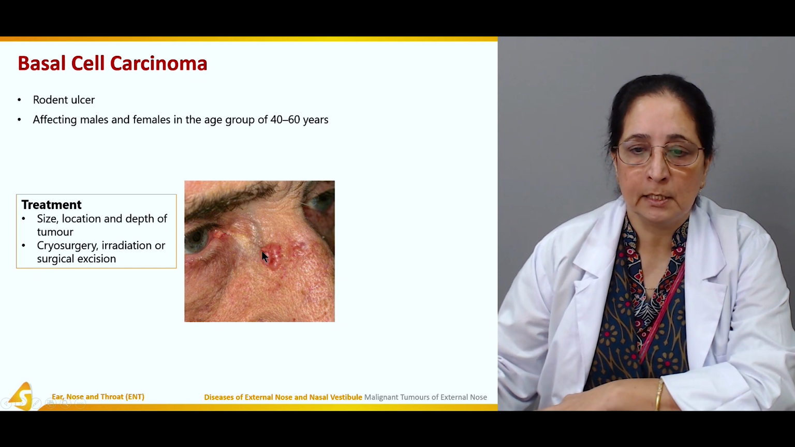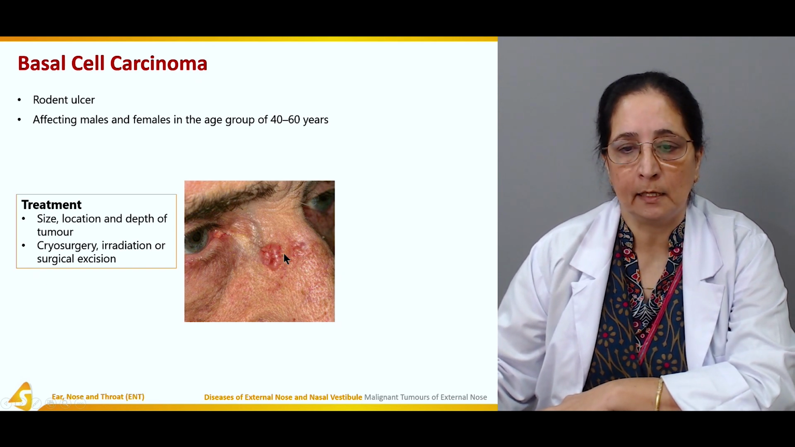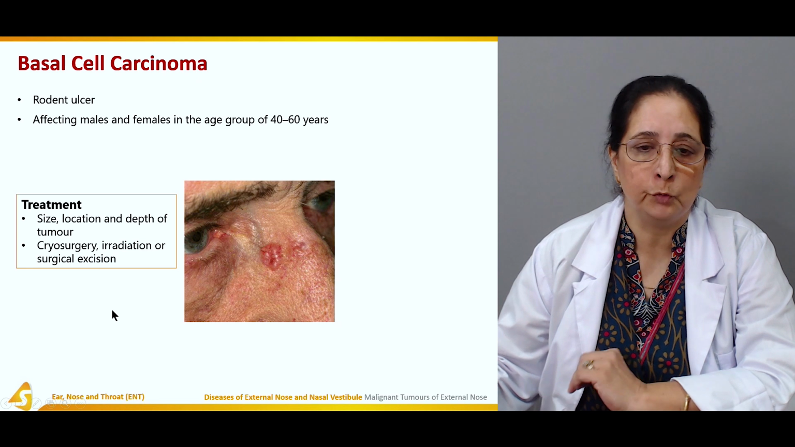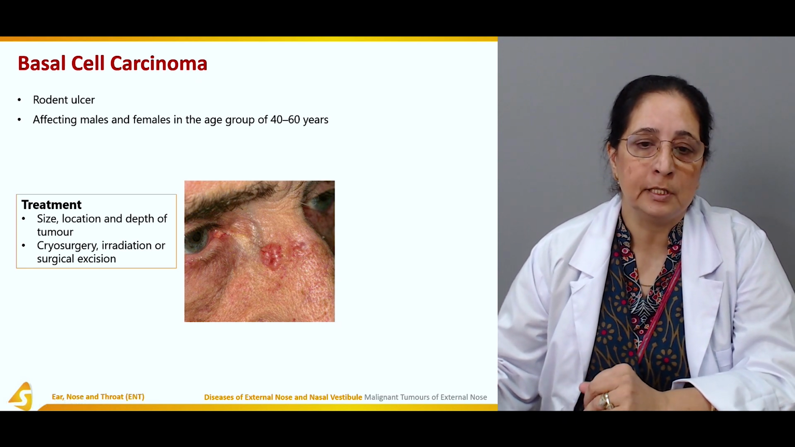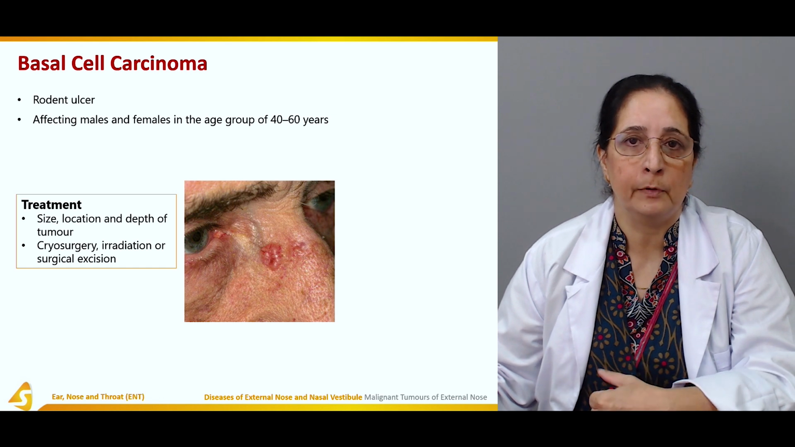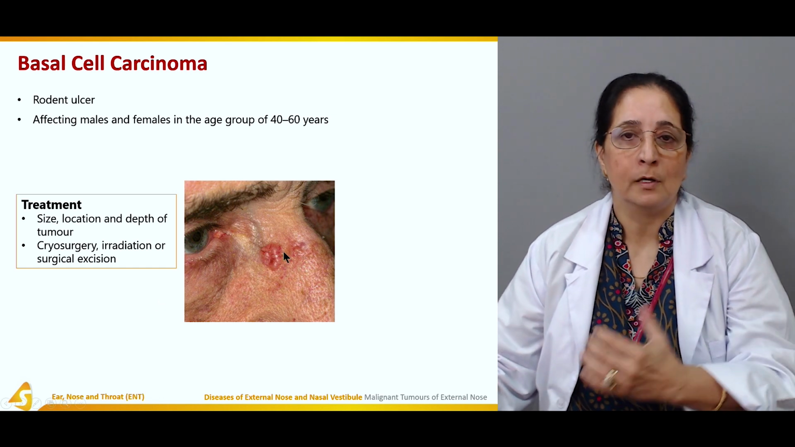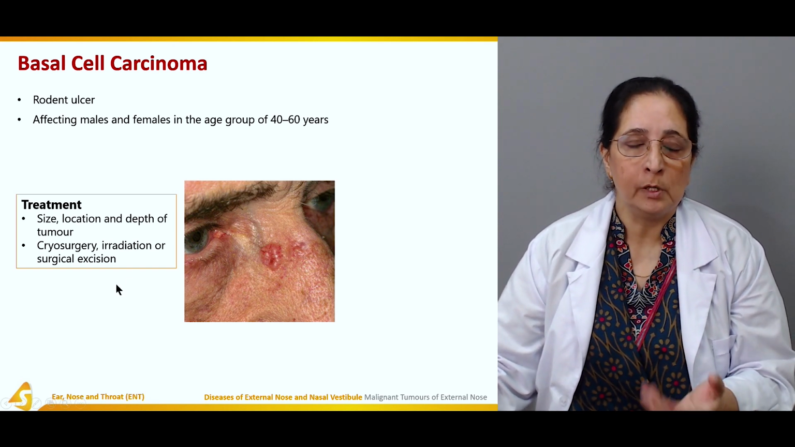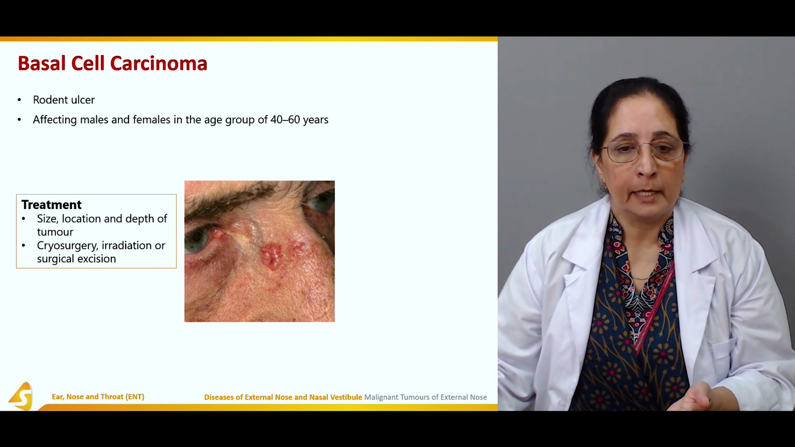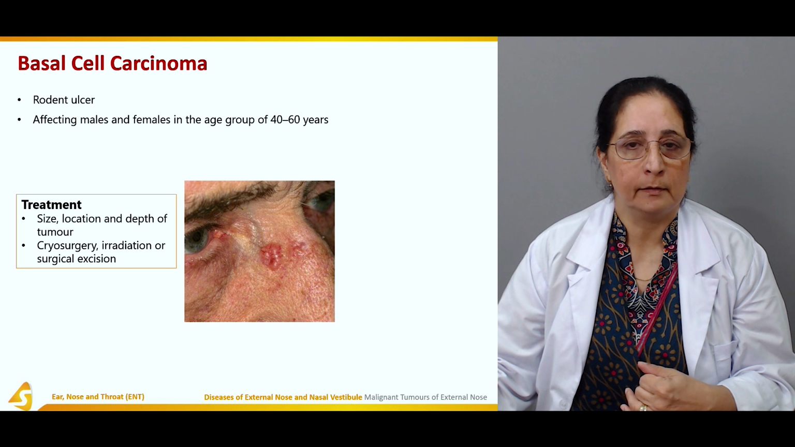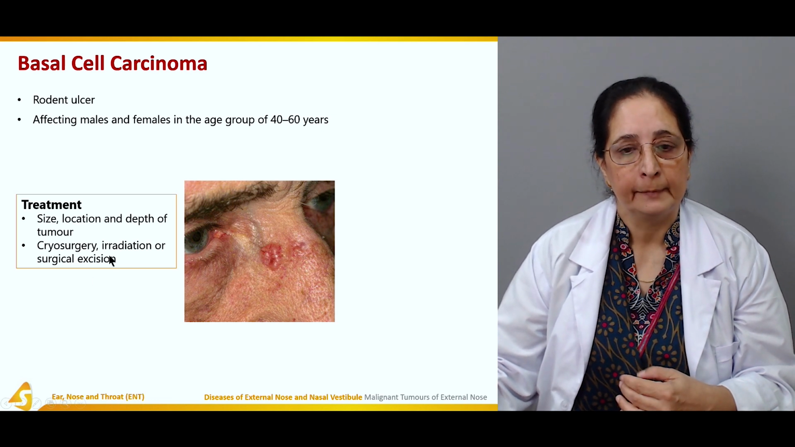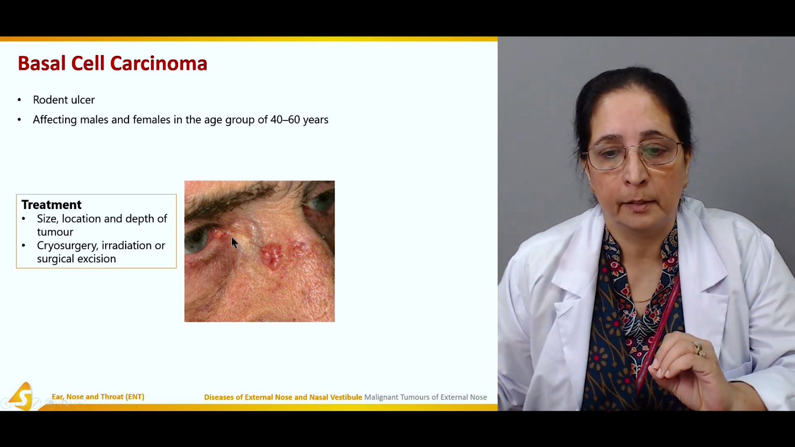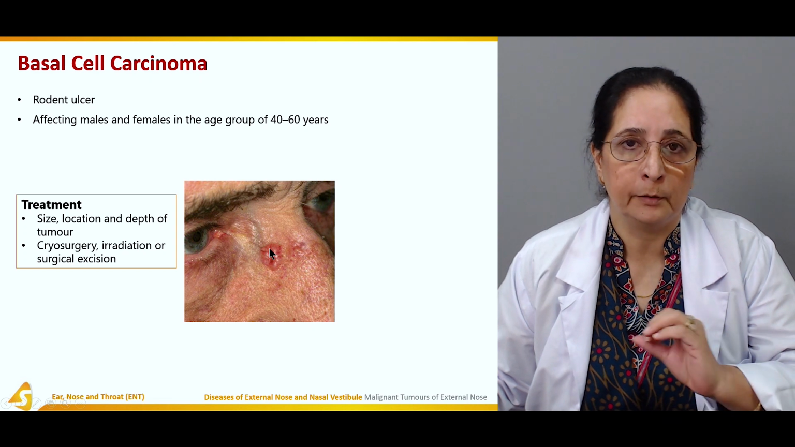Here, if you see in this diagram, this is the basal cell carcinoma. The size, location, and depth of the tumor are the three main features that predict what type of treatment is required. Again, as with any tumor, surgery, irradiation, and excision are recommended. Cryosurgery is surgery done by cold, in which cold is used to remove the tumor or growth and to regress it.